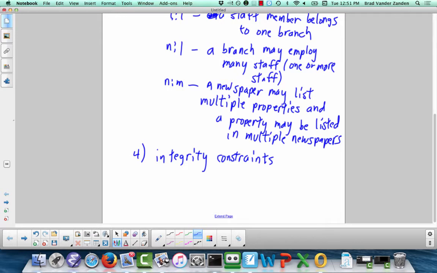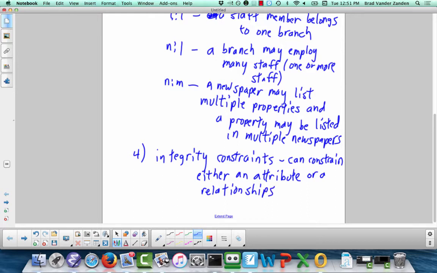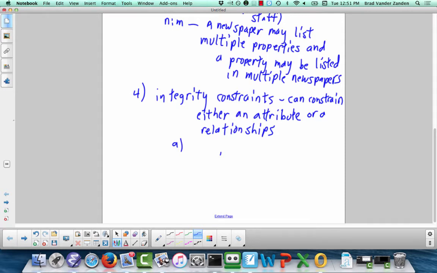Okay, and they can be a constraint on either a property or a relationship. Actually, I'm going to say an attribute because I don't want to confuse it with the properties that we are managing. So they can constrain either an attribute or a relationship. An example of an attribute constraint might be no employee makes more than 100,000.